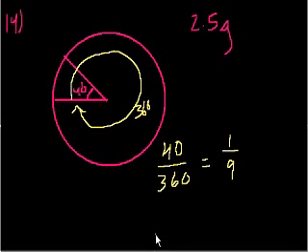Divide the top and the bottom by 40. Right? 4 goes into 36 9 times. So each wedge is 1/9 of the entire circle. I just did that based on the fact that it's 40 degrees over 360 degrees. So if each wedge is 1/9 of the entire silver piece, and the silver piece weighs 2.5 grams, then a wedge will weigh 1/9 times 2.5 grams.